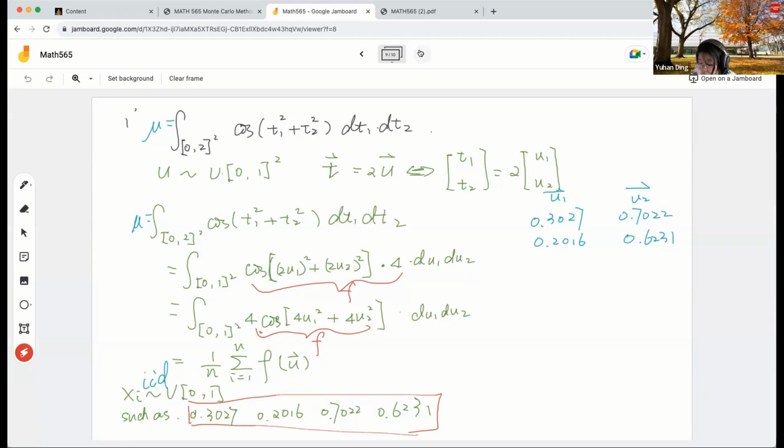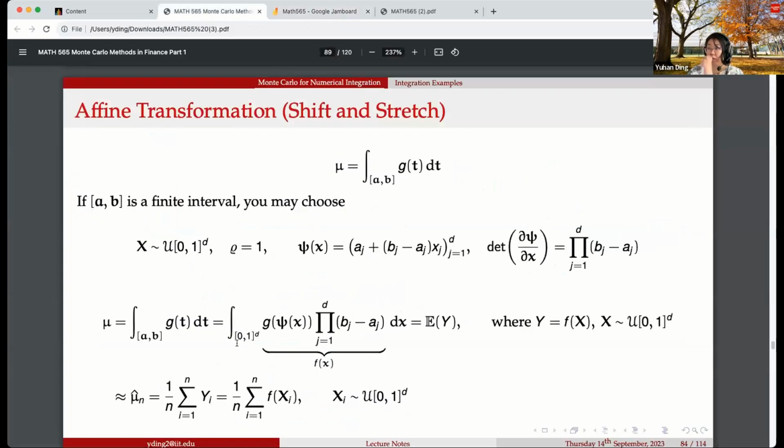So right now, what is the sample size for this case? It is exactly equal to 2, even though we have 4 random numbers. The interval changed from 0 to 2 to 0, 1, because we do a change of variable transformation. Because u is from 0, 1, t is from 0, 2, so we do the change of variable, so we have this 4 come out. It's just similar to this case, from hypercube a to b to 0, 1.